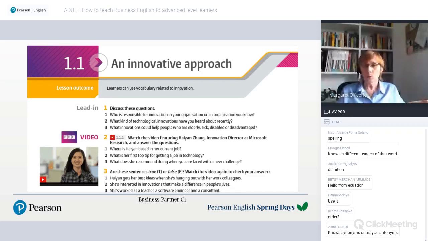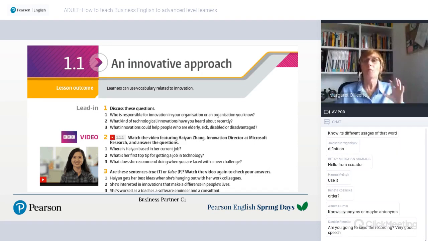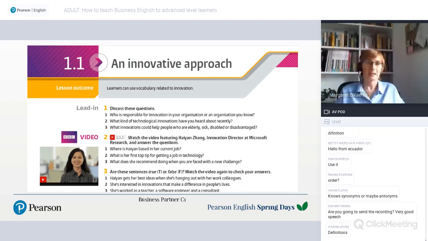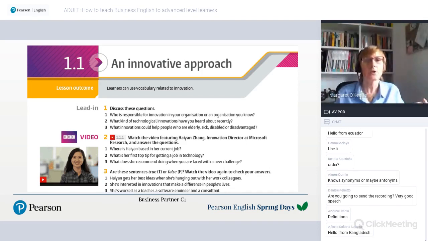So let me give you an example from the C1 level of Business Partner, the course book, of a vocabulary lesson and how it's done. This vocabulary lesson is from Unit 1, Lesson 1, and it's about innovation. And as you can see there in that yellow box, it says lesson outcome. Learners can use vocabulary related to innovation.